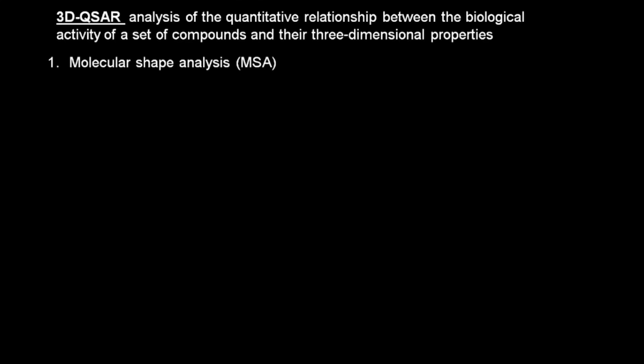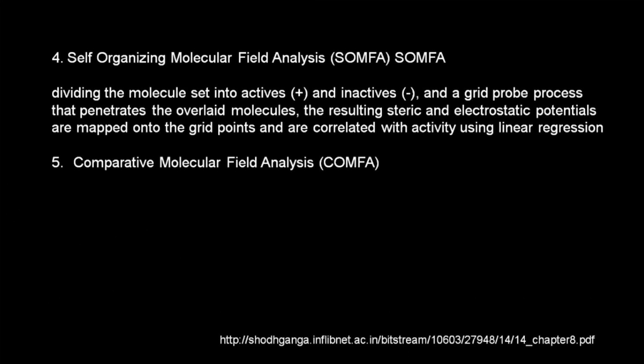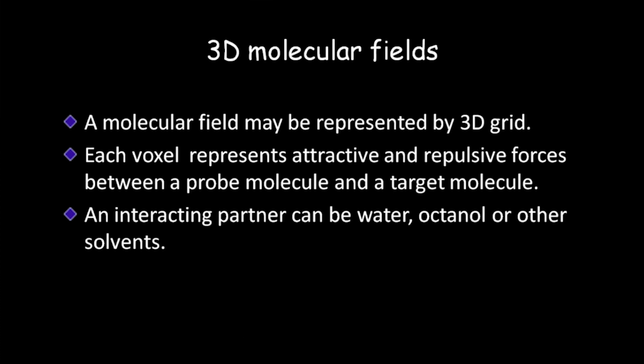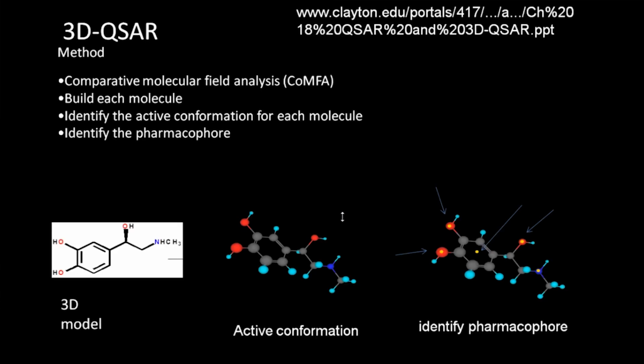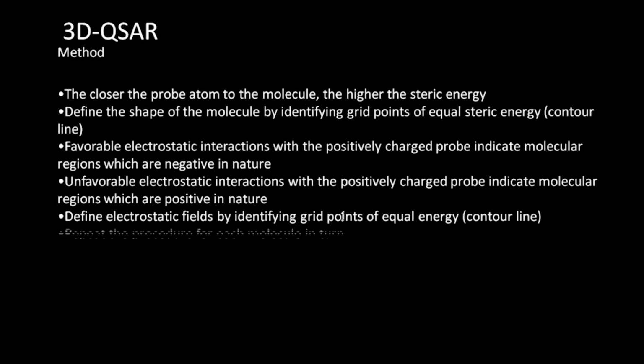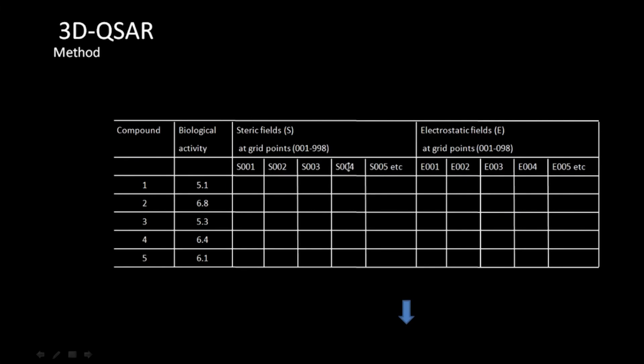So how do you calculate the steric and electrostatic information? For steric, you use the Lennard-Jones interaction, for electrostatic you look at the Coulombic interaction, right? And then you place it at each grid point. When you do that, you get some numbers. Once you get these numbers, what do you do? You make a table, as I had mentioned. So at each grid point, for steric, Lennard-Jones, you will get some number, and then electrostatic numbers, Coulombic. Then you keep the second molecule aligned properly, and then you do the same thing here, then third molecule, fourth molecule, fifth molecule. You also have the activity here, okay?